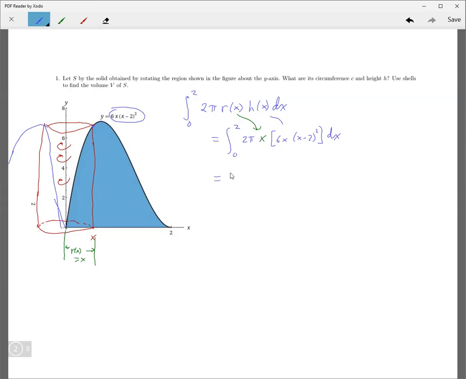And we can go ahead and expand that out. So what do we have? If we combine all these together, we have 12 pi x squared, and then x minus 2 squared is going to be x squared minus 4x plus 4. So distribute this in. So 12 pi x to the 4th minus 48 pi x cubed plus 48 pi x squared.